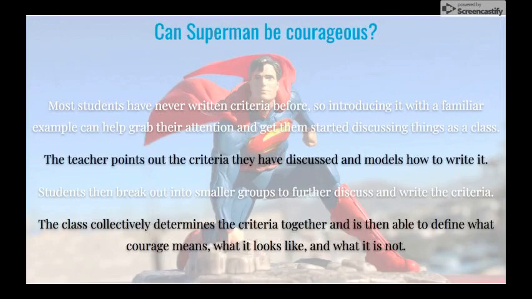Through the Superman example, the teacher is able to have the students begin making criteria to clearly define what courage means. They decide that Superman could not be courageous because he was not in any danger by trying to protect Lois Lane. The class, after discussing that, is then able to determine other criteria for defining courage, and they can also give examples of what courage would look like and what it does not look like.